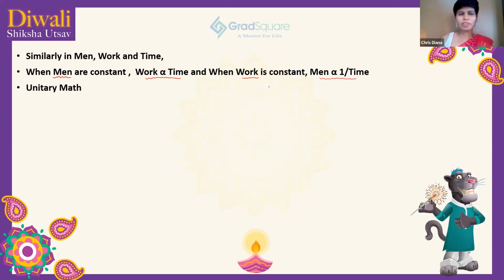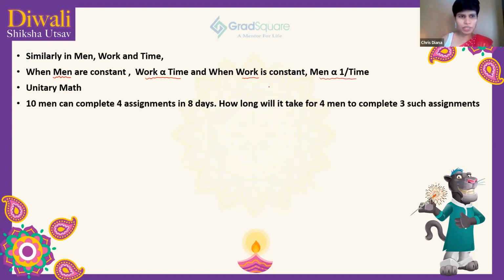So I can use my basic unitary math. There are three parameters: men, work and time. And now say I've got this question. 10 men can complete 4 assignments in 8 days. How long will it take for 4 men to complete 3 such assignments? Now, the basic data that I have is 10 men can complete 4 units of work in 8 days. Now I need data for 4 men. So let's follow unitary math for men there.